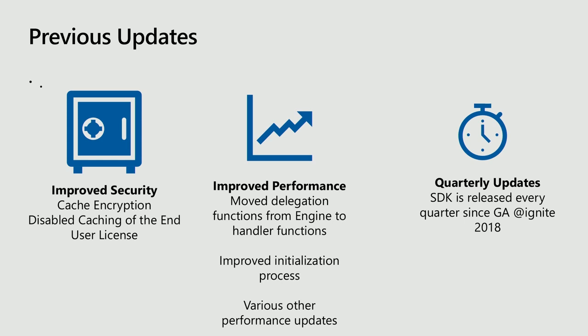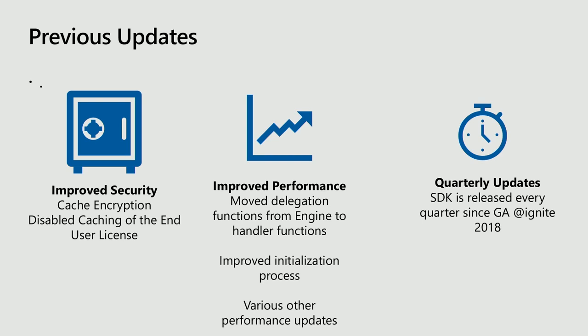Previous updates, so we shipped these in the last 2 quarters or so. Our cache database was previously written in plain text on disk. If you opted to use the on-disk cache, we encrypt that now. So if somebody's browsing the file system, they can't look at your policies or any of the use licenses or anything anymore. It'll just be encrypted data. We've made various performance improvements around how we handle delegation, how many service calls we make and things.